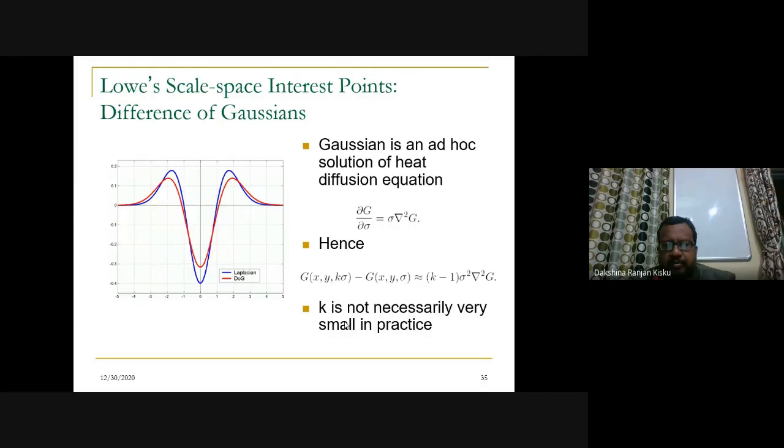Now here we can ask one question: what will be the value of k, and what is the starting value of k from which we will start getting the scale, or scale space?